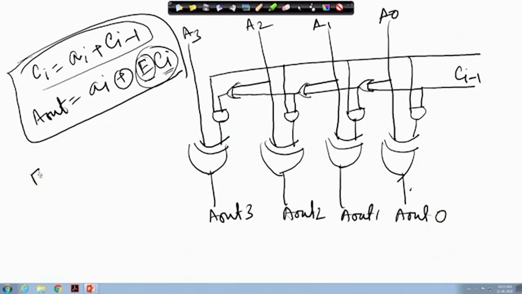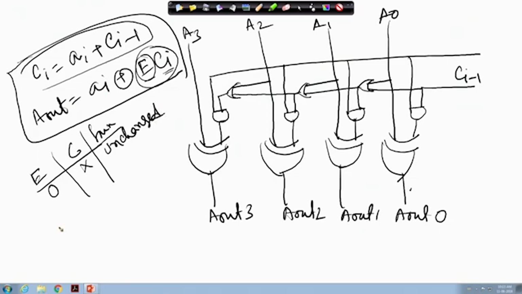So, functionality is if E is 0 and C, whatever the value of C is, the function will remain unchanged. That means it will be the same as input and output will be the same. So, if you put, that means if this is the E, okay. So, if E is 0, at that time what is the value of this? Each of these outputs is 0.